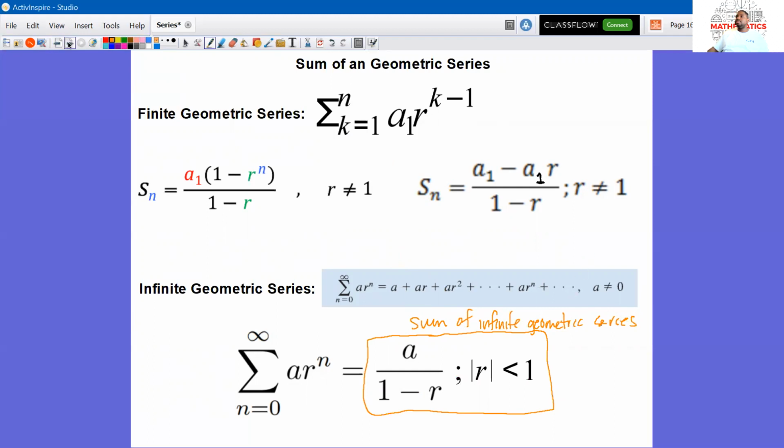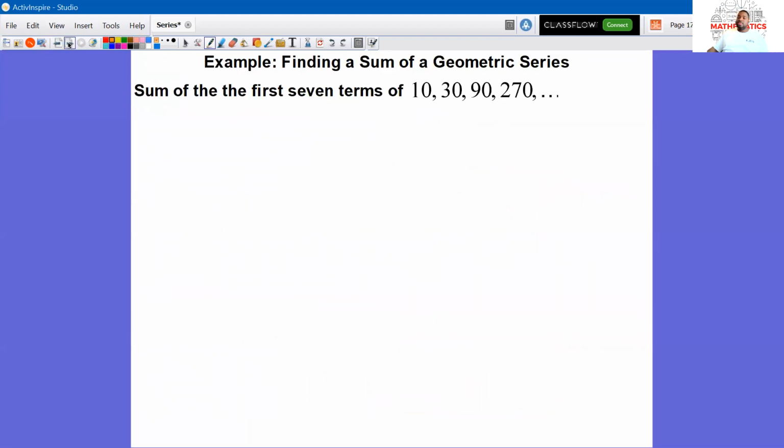Okay, so now let's start working with some problems involving finding sum. Okay, we want the sum of the first 7 terms of this geometric series here. And how do I already know it's geometric? Well, each time I'm multiplying by 3. So it's times 3, times 3, times 3, right? Okay, sum of the first 7 terms. Okay, so that's S7.